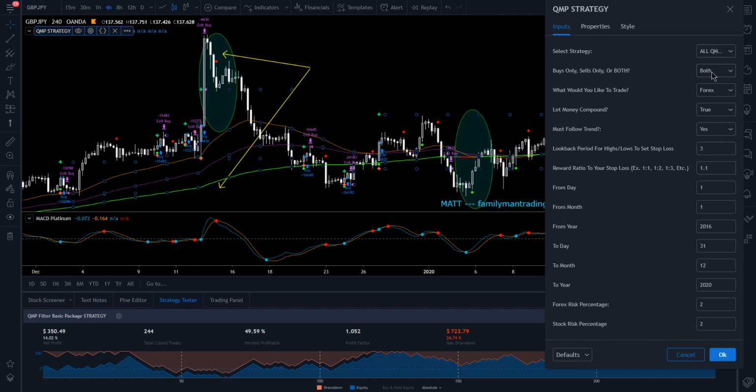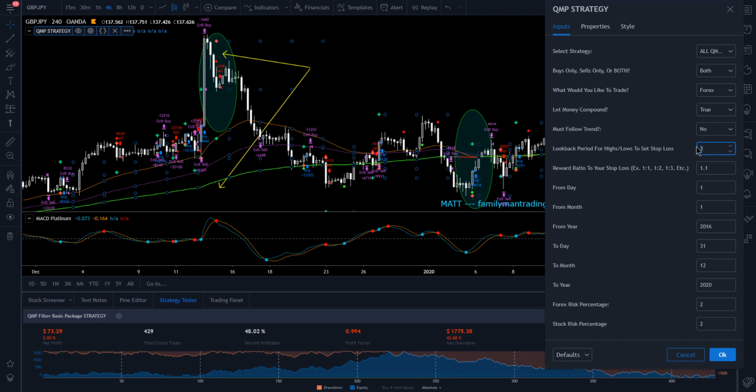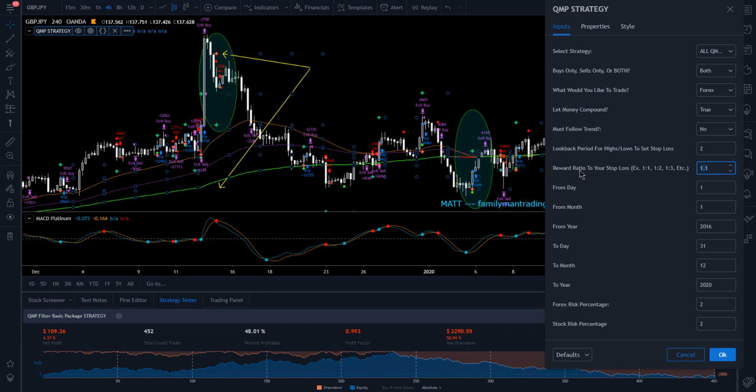For the pound yen on the 4 hour, you do not have to follow trend to get good results. So I'm going to say no to this. The look back period, instead of 3, is going to be 2. And the reward ratio to your stop loss, instead of 1.1, is going to be 3.